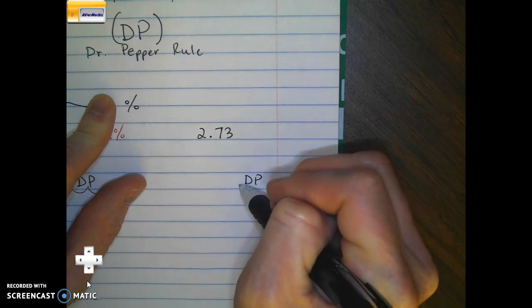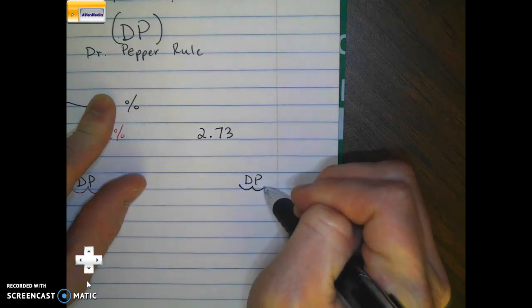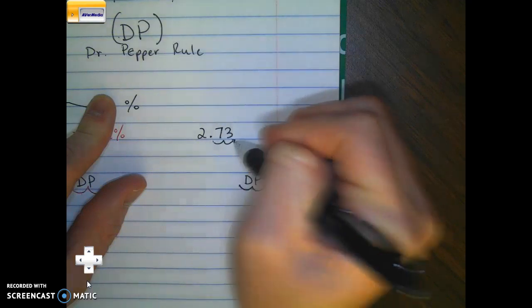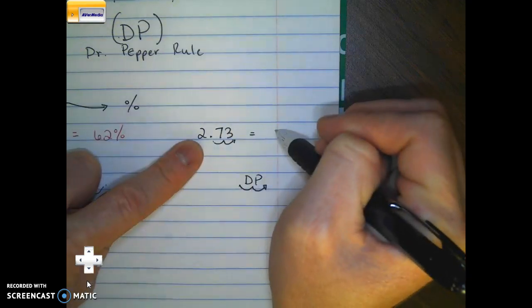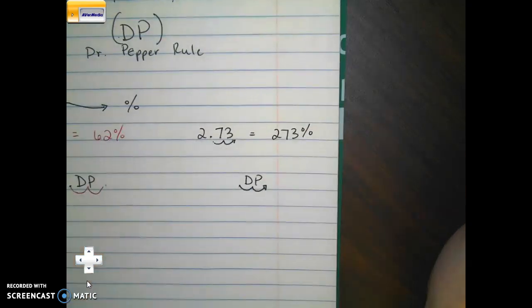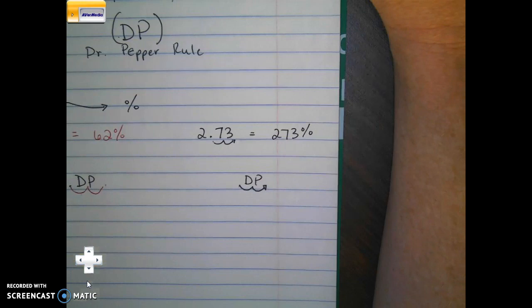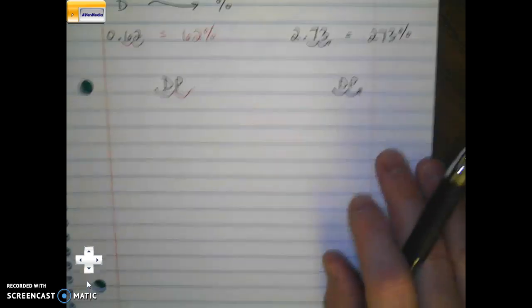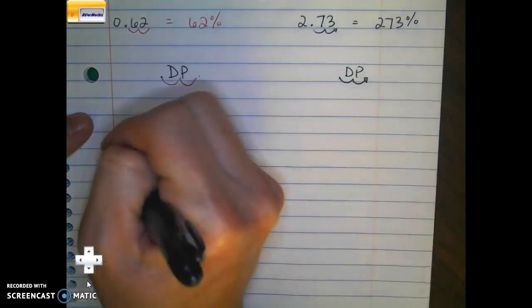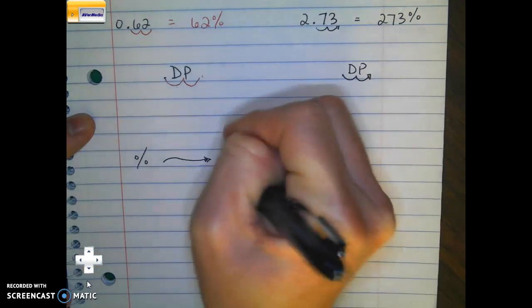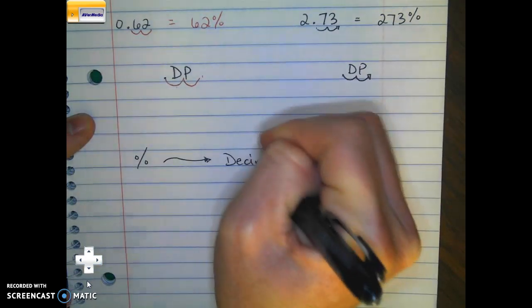So you have it. You make your baby's butt. 1, 2. So same thing. 1, 2. And what does that give you? 273%. It's that simple. That's how you change a decimal to a percent. All right? So now let's go down and let's just do the opposite. Let's take a percent and change it to a decimal.